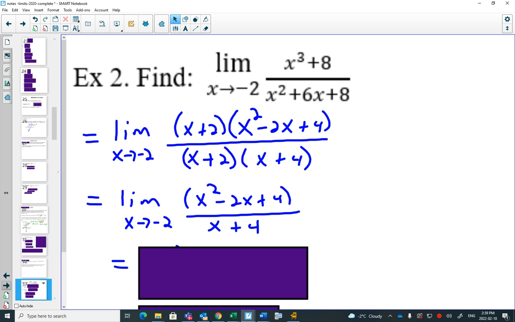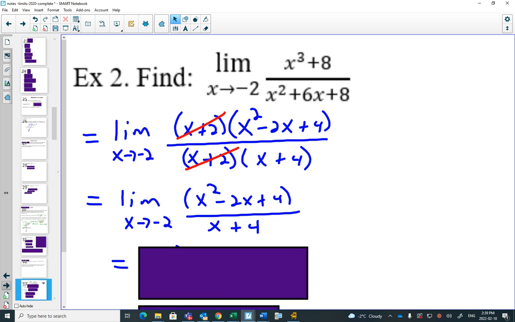But now that I've canceled out that x plus 2, I can show it right here with a red line. I got rid of that non-permissible value. Can you see that now, if you plug in negative 2 into your denominator, you're no longer dividing by 0.